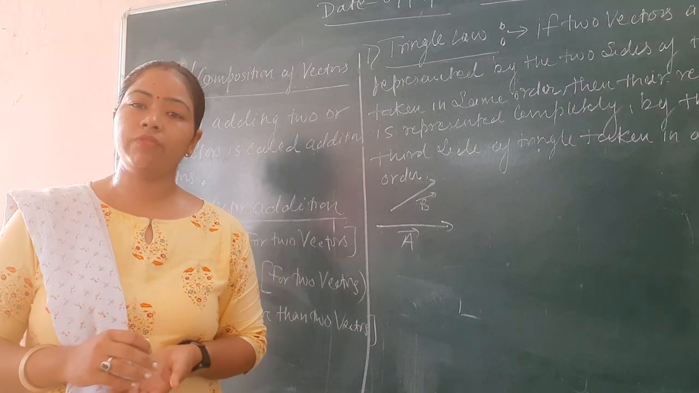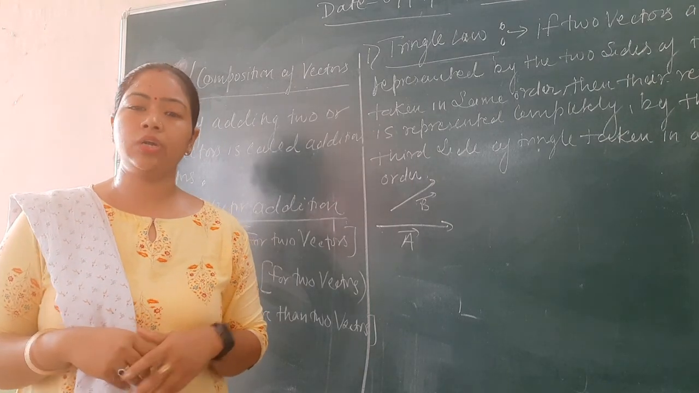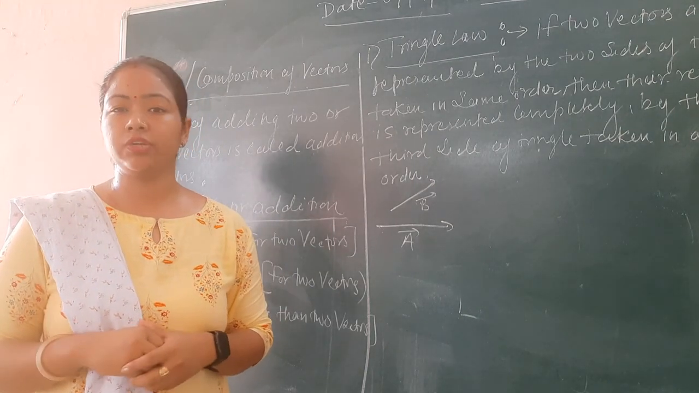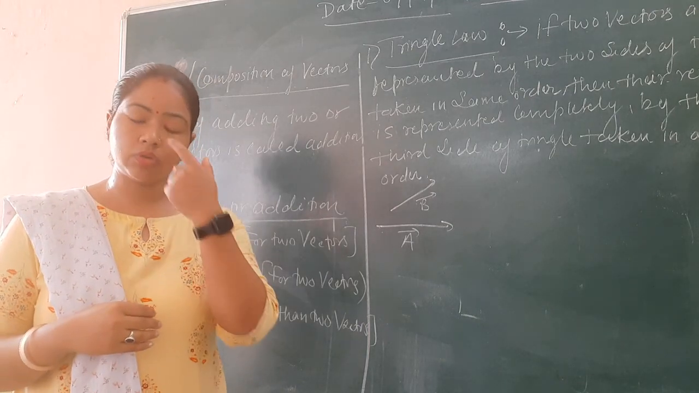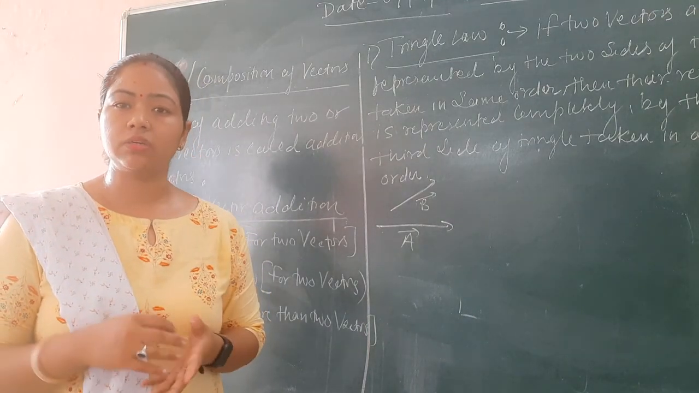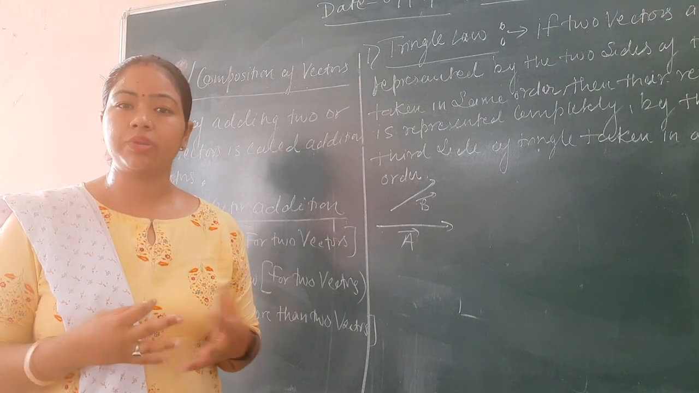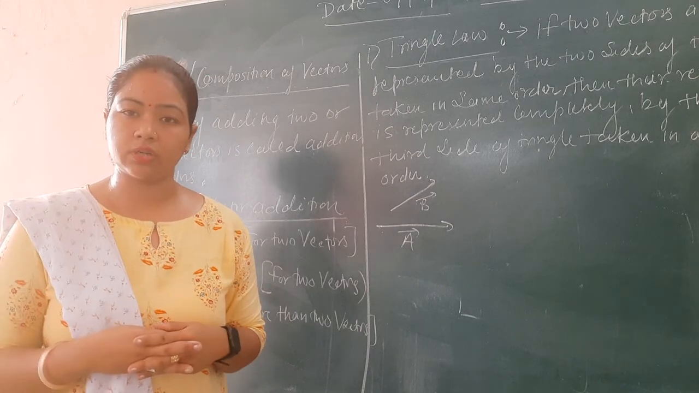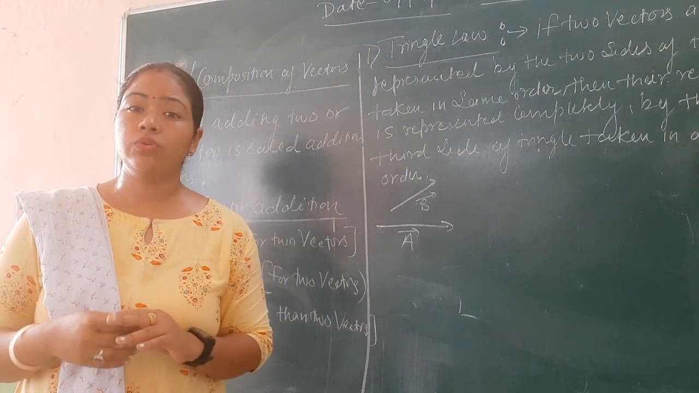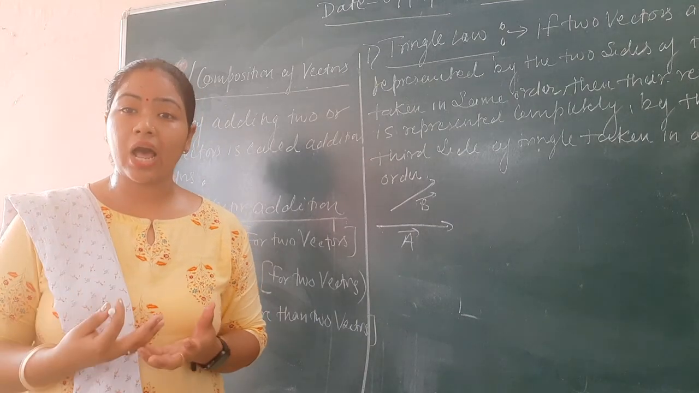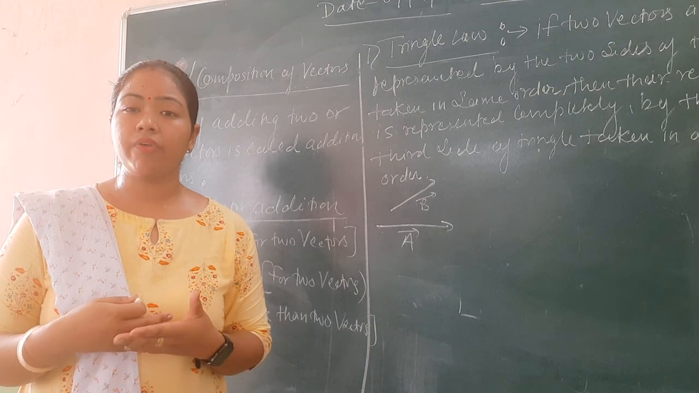So children, today we will continue with chapter 4, motion in a plane. In a previous topic we talked about the different types of quantities, the scalar and the vector quantities. Then we talked about the different types of vectors, that is equal vector, position vector, displacement vector, unit vector, orthogonal vector, right? So children, in today's topic we are just going to talk about adding two vectors. So what is the process of adding two vectors?